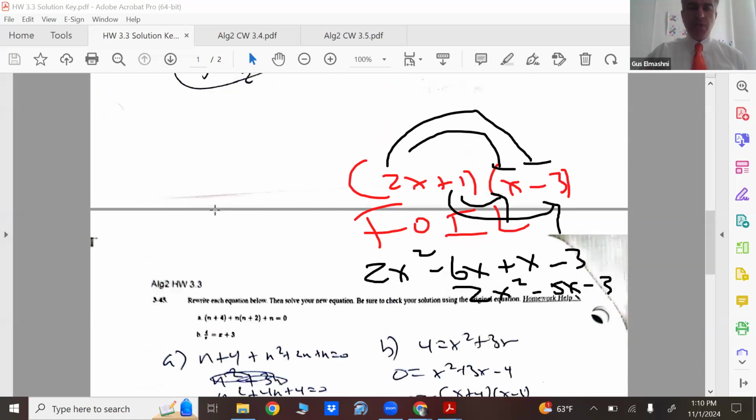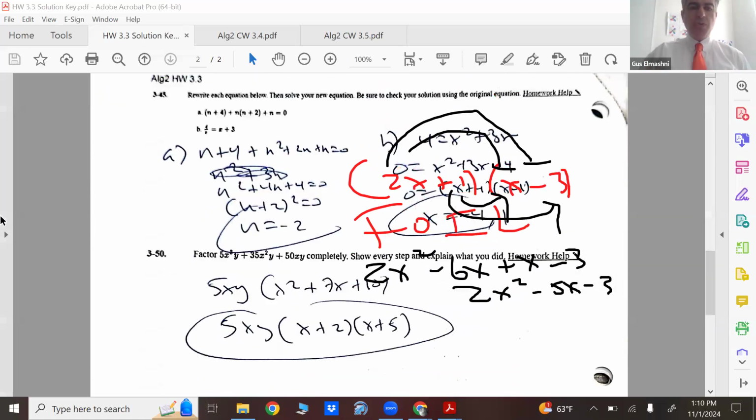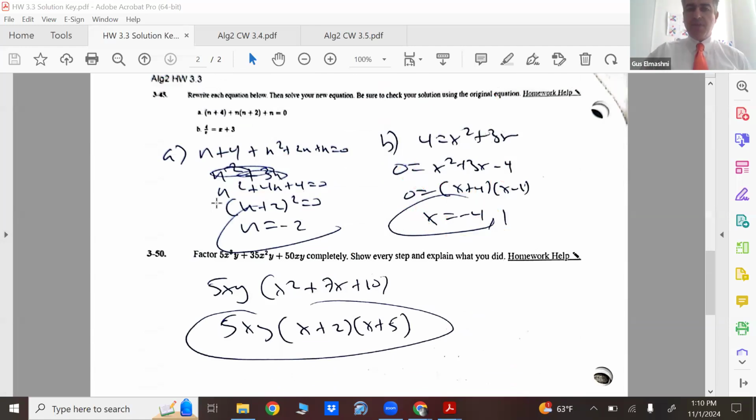Okay, let's move on to page 2. Page 2 is solving equations. So for A, I see an opportunity to distribute the n into n plus 2 in the middle expression. If I do that and then combine like terms afterwards, I should get n squared plus 4n plus 4. Factor afterwards, solve for n and get -2.